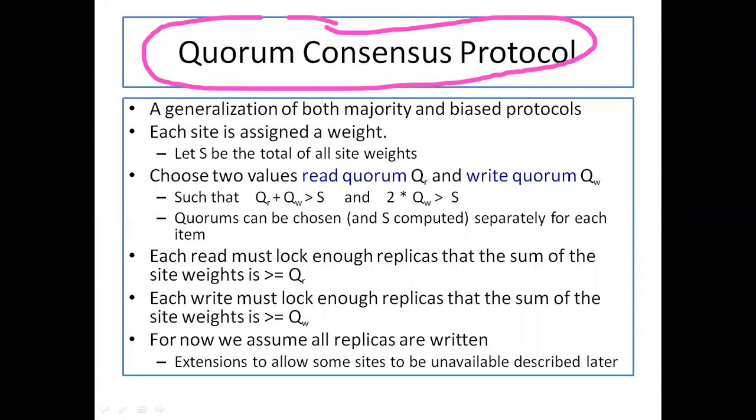we assign weight to each site. Okay, let S be the total of all site weights. Choose two values, read quorum QR and write quorum QW. Okay, क्या consider किया हमने, two values consider किया है, read quorum QR and write quorum QW. Now, S क्या था? S is the total of all site weights.